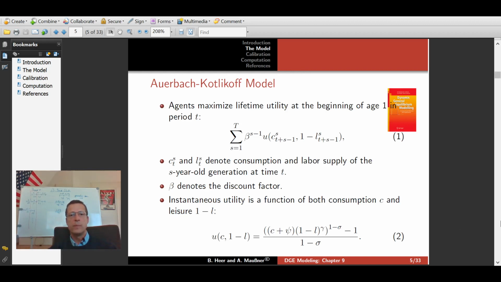Now, the household maximizes lifetime utility at the beginning of age 1 and period T. And we continue to assume that we have an additive utility over time. So we add up utility as a 20-year-old at age 21, at age 22, up to age 79. But we discount utility in old age with the factor beta. For example, we would choose a discount factor beta equal to 0.96, so that we have a discount rate of approximately 4% for each year in the future.